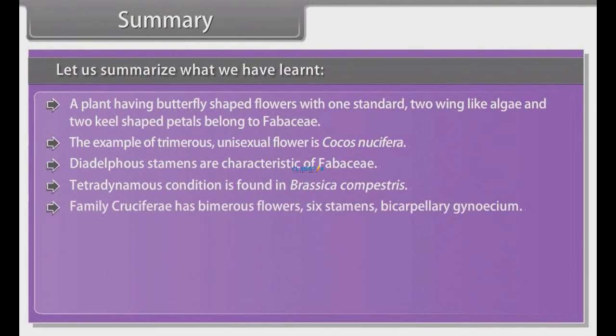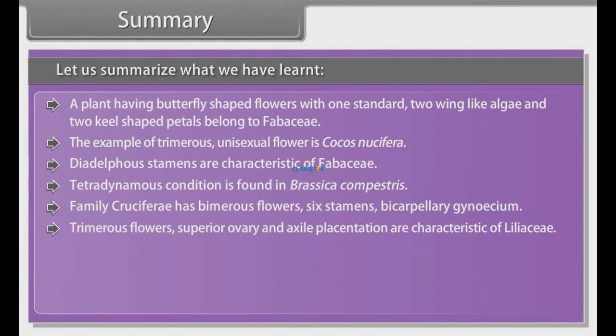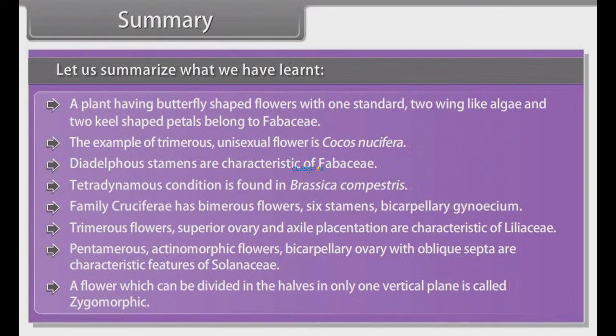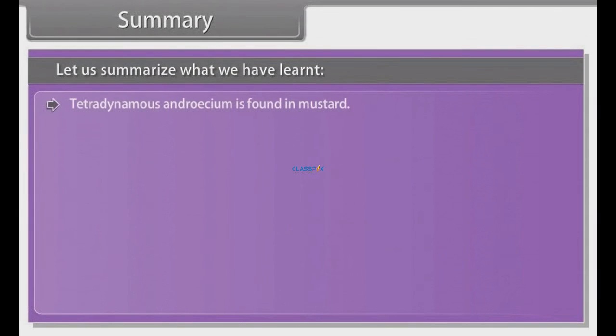Family Cruciferae has bimerous flowers, 6 stamens, and bicarpellary gynoecium. Trimerous flowers, superior ovary and axile placentation are characteristic of Liliaceae. Pentamerous, actinomorphic flowers and bicarpellary ovary with oblique septa are characteristic features of Solanaceae. A flower which can be divided into two halves in only one vertical plane is called zygomorphic. Tetradynamous androecium is found in mustard.